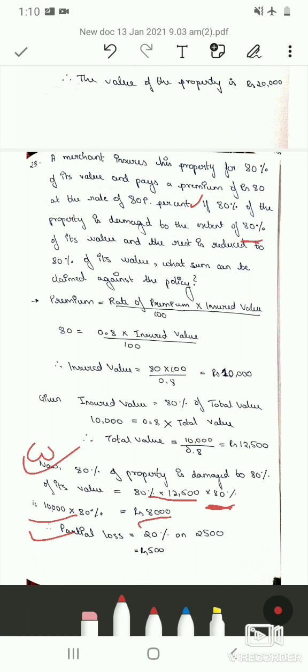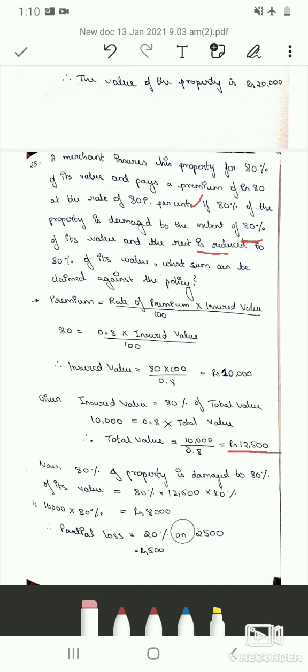Also they have given the partial loss, which is that the rest is reduced to 80%. Therefore the partial loss will be 20% on rupees 2,500. This 2,500 is nothing but the total value, rupees 12,500, minus the complete damage, which is 80% of the total value, rupees 10,000. We got this value by subtracting 10,000 from 12,500. So the partial loss will be 0.2 into 2,500, which is rupees 500.